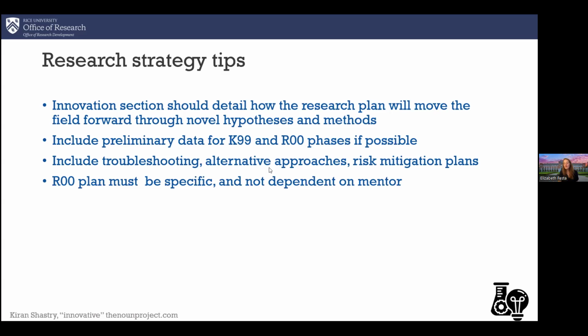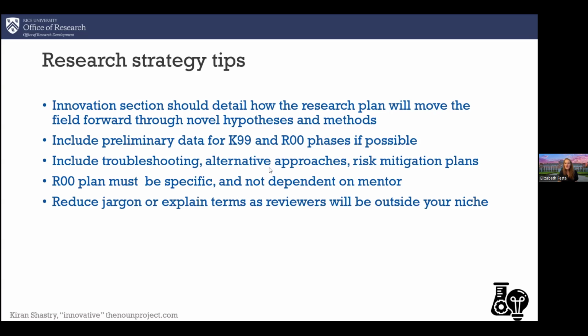Remember that you're not going to be reliant on your mentor or your mentor's resources at the point at which you're pursuing independence. So remember that it has to be specific and not dependent on anything from your mentor. And you also want to reduce the jargon and explain terms for reviewers who will be outside your niche, since you can't expect for this particular mechanism that people reviewing it will be in exactly your niche. They're going to have some good background, but you want to make sure that this is really accessible to them and not a burden for them to read.